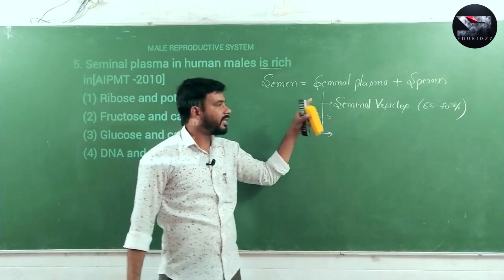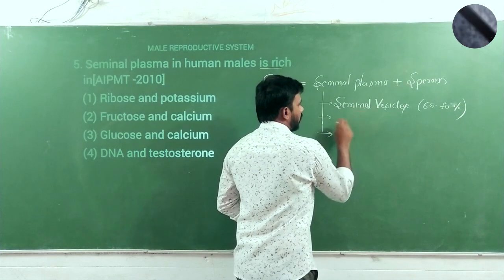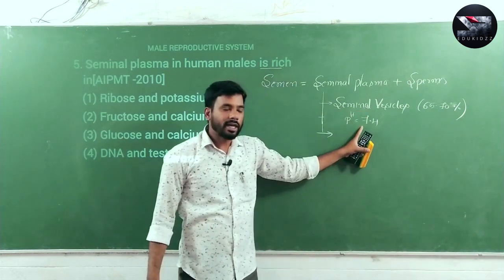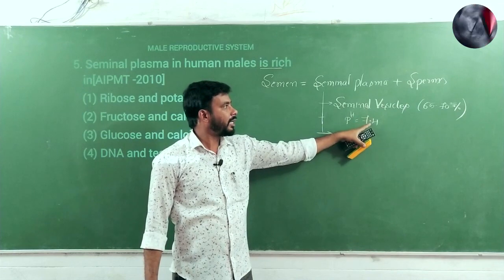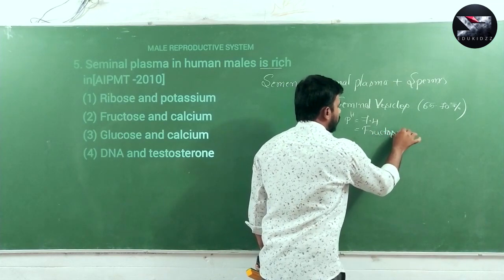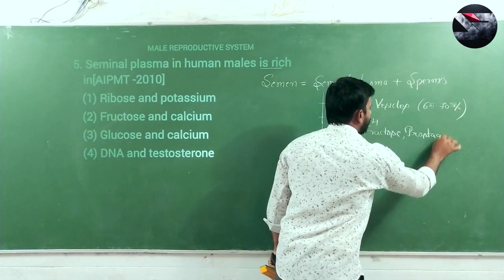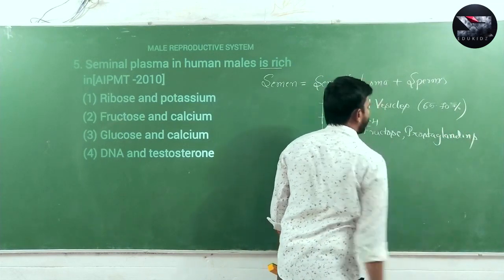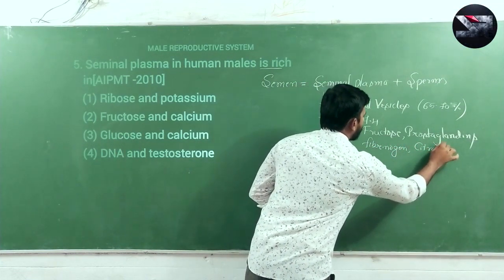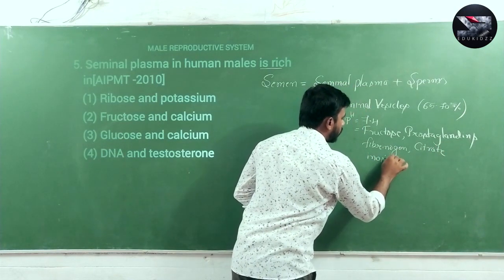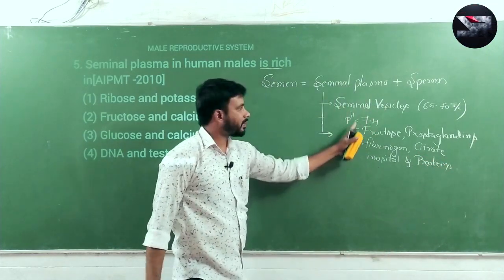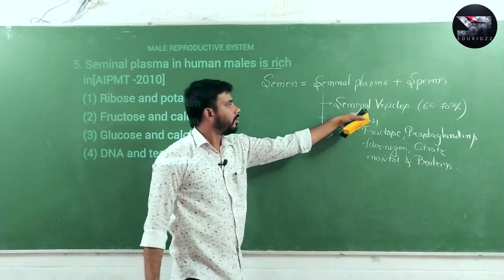The seminal vesicles secrete seminal plasma which is slightly alkaline, its pH being about 7.4. The main components present in the seminal plasma secreted by the seminal vesicle include fructose, prostaglandins, fibrinogen, citrate, inositol, and some other proteins. These are the main components of the seminal plasma secreted by the seminal vesicle.